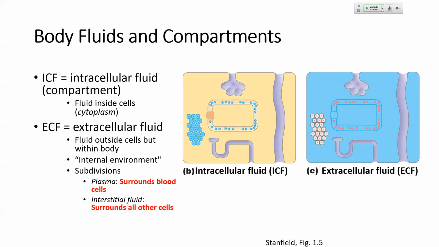So I'll say that one more time. The ECF, the extracellular fluid compartment, is all of the fluid that is outside of our cells. It is still in the body, still in the internal environment, but it's just around our cells instead of within our cells. And this is further divided into two subdivisions. There's the plasma, all the fluid that bathes our red blood cells inside the vessels, and then the interstitial fluid, which is all the fluid that bathes our other cells.